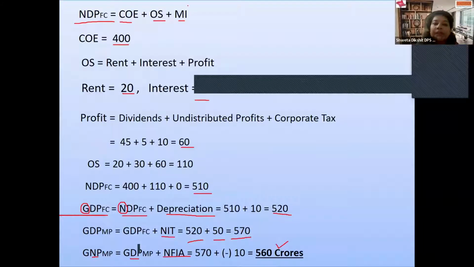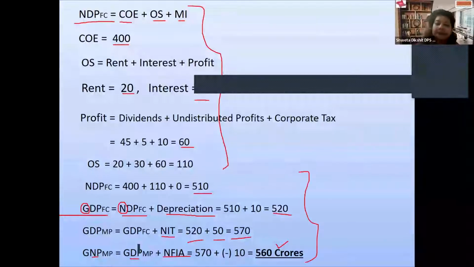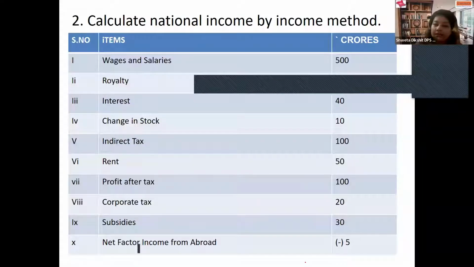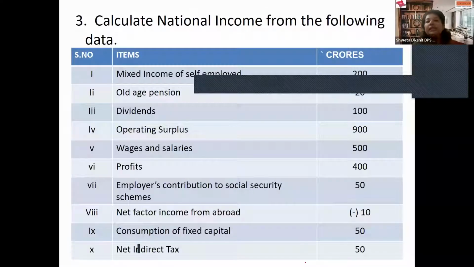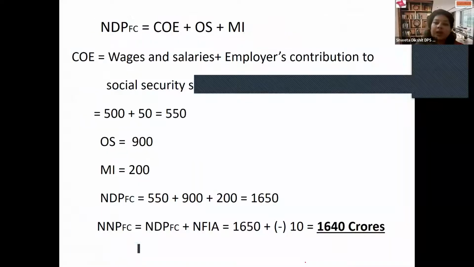So here we implemented the formula up to here, and here we implemented the value of aggregates as we learned yesterday. And the best thing in this is there are no different types of questions put out of this particular method. A single pattern of question, which we just now discussed, that is the formula based COE plus OS plus MI.